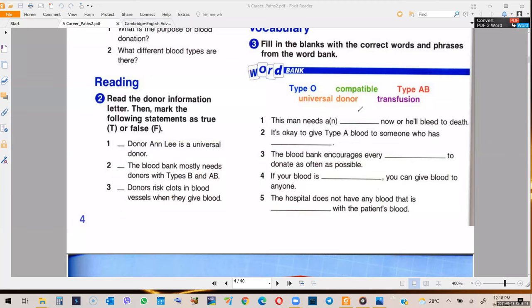Okay, now we do the vocabulary. Number one, this man needs something now or he'll bleed to death. Okay, Abdurazak, thank you. Number one, this man needs what? Type O, compatible, type AB, universal donor, or transfusion? Yes, Aya and Lina, good. So it's transfusion. Number one is transfusion.